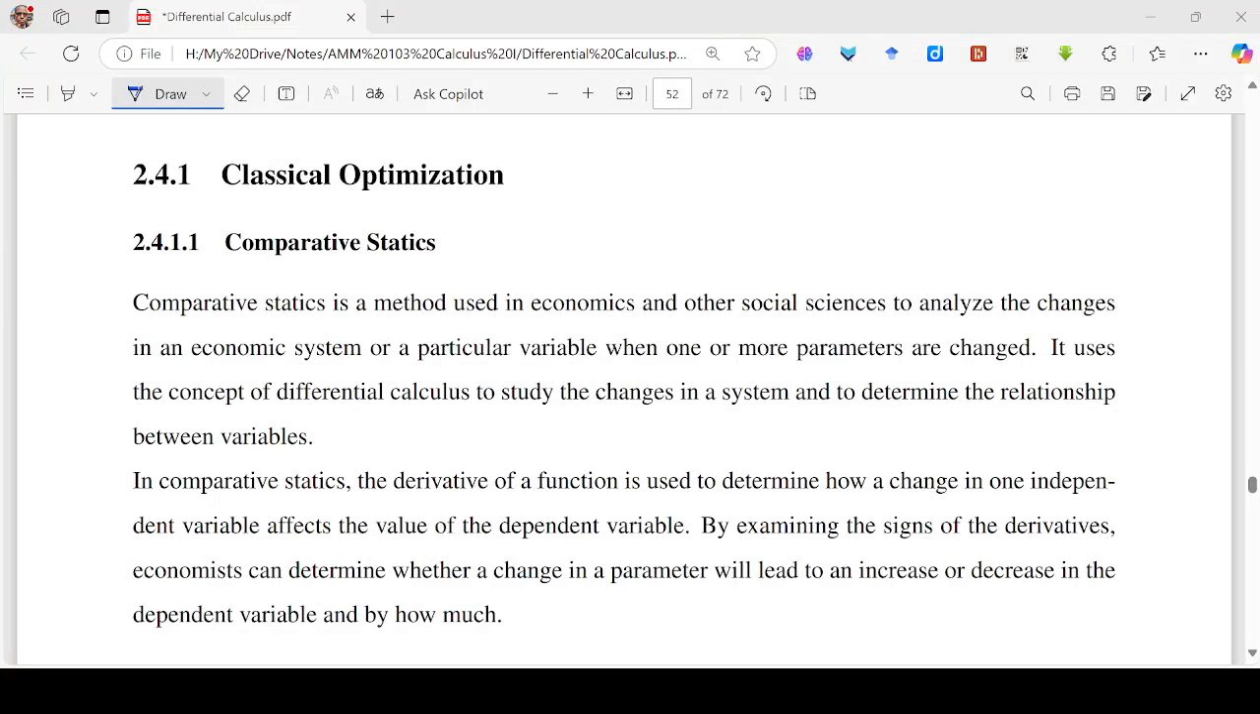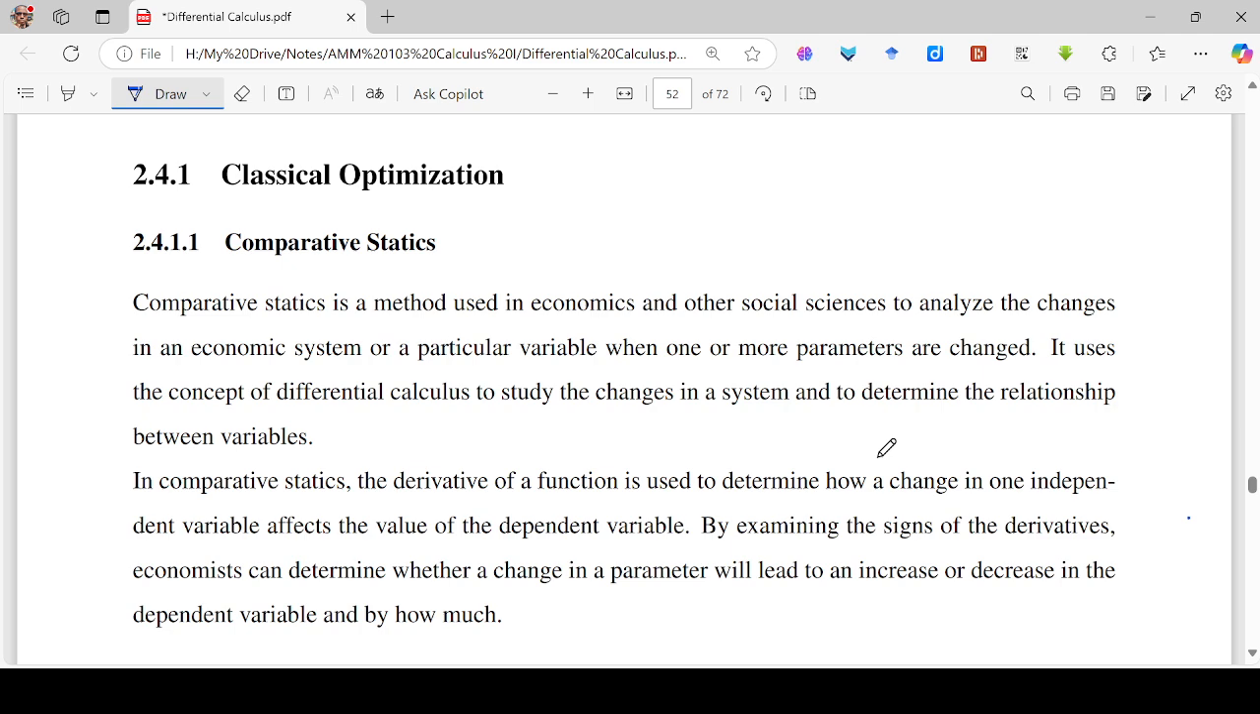Welcome to this session. In this session, we talk about classical optimization. So we shall talk about comparative statics.